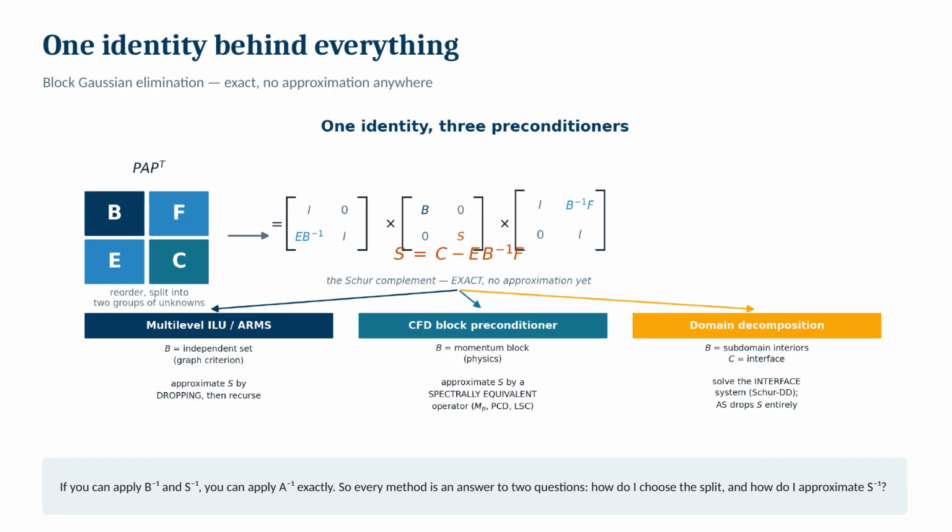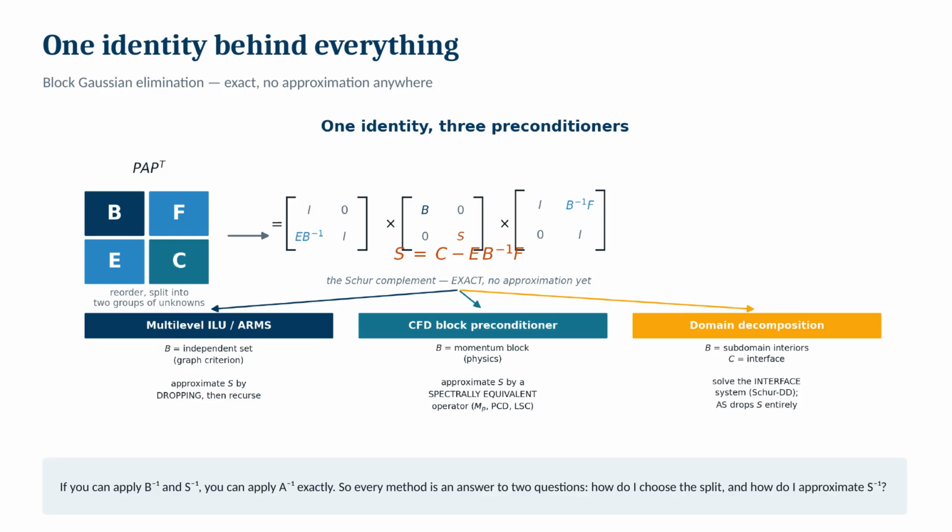Start from the only piece of algebra you need. Take any matrix, permute it, and split the unknowns into 2 groups. You get a 2x2 block form, B, F, E, C. Provided B is invertible, you can do block Gaussian elimination exactly. P A P transpose equals lower triangular, times block diagonal of B and S, times upper triangular, where S is C minus E B inverse F. That's the Schur complement. And inverting that factorization tells you something important. If you can apply B inverse and S inverse, you can apply A inverse.